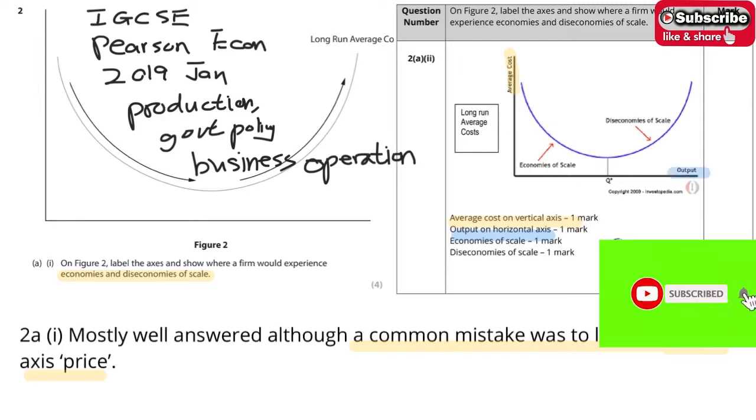As you can see in the question, they haven't pinpointed the x-axis and y-axis, so you have to be careful. One more thing I would like to highlight is that you remember this is talking about the long run, for both economies of scale and diseconomies of scale. So you may put down here in this area, it's about economies of scale. These again will be about diseconomies of scale.